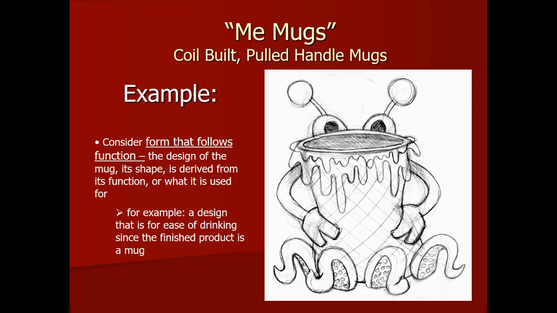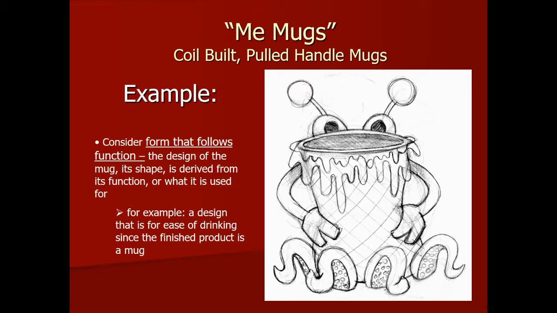Remember, our function is a design that is easy to drink from, since our finished product is going to be a mug that you could use on a daily basis. The form should be aesthetically pleasing, but also functional. In this monster mug sketch of mine, I thought about form and function. The monster's 2 arms serve as handles. When I did this sketch at first, I put the eyes on the front side of the mug. But then, remembering that form follows function, I moved the eyes to the back of the mug. That way I could drink out of it.